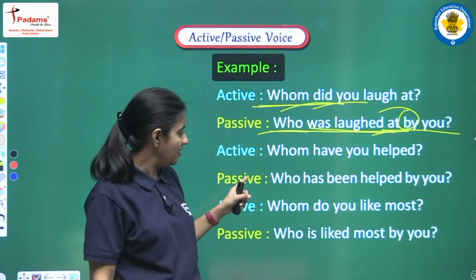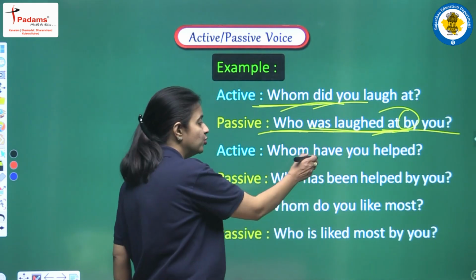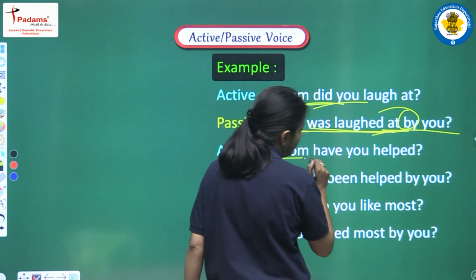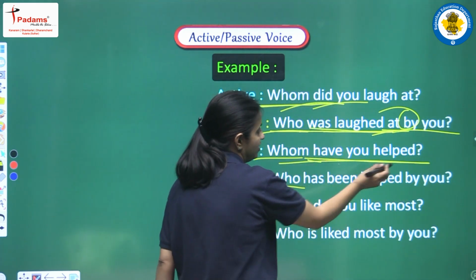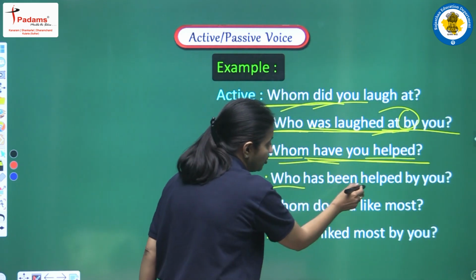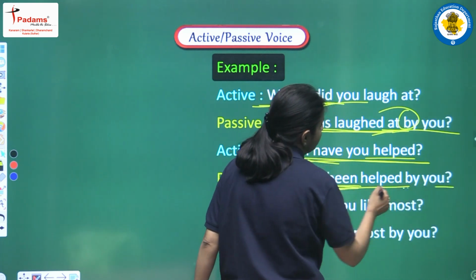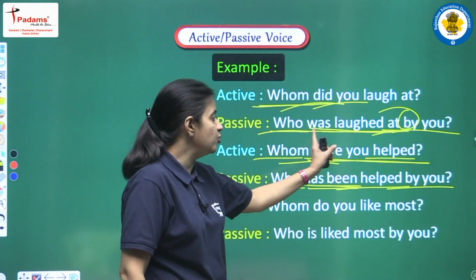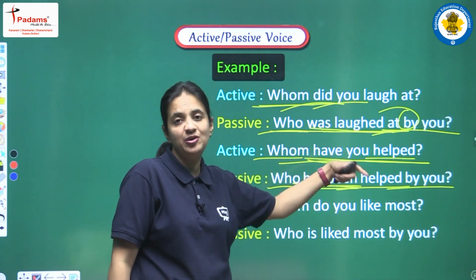More examples we have here. Next is whom have you helped. Again we have whom. So first of all we will convert this whom into who. Next we have present perfect tense here because we have have plus third form. So we have to add been. So our helping verb will be has been, then third form, and in the end by you, that is the subject. So active voice is whom have you helped, and the passive voice is who has been helped by you.